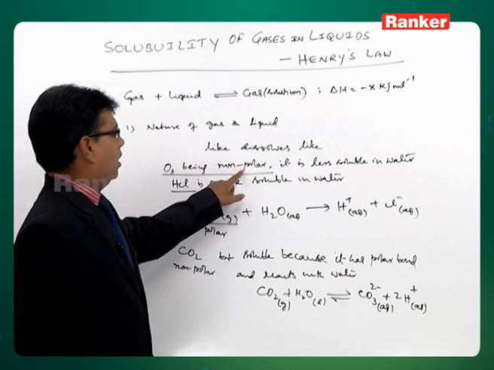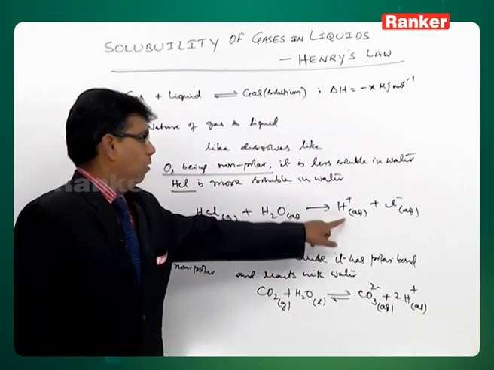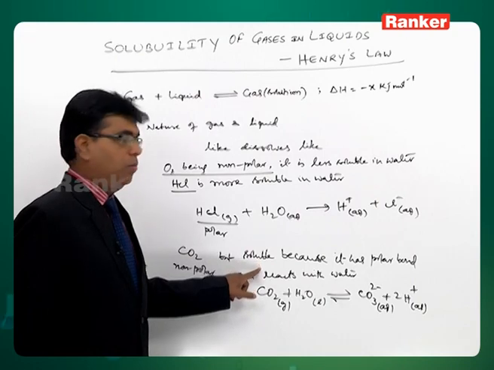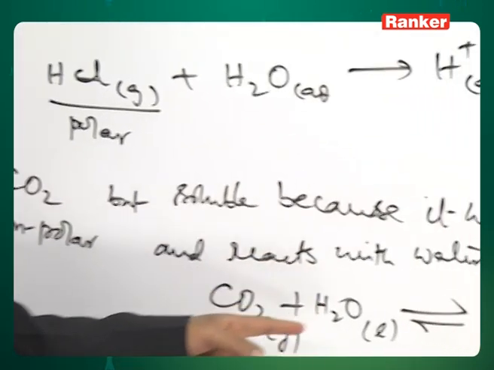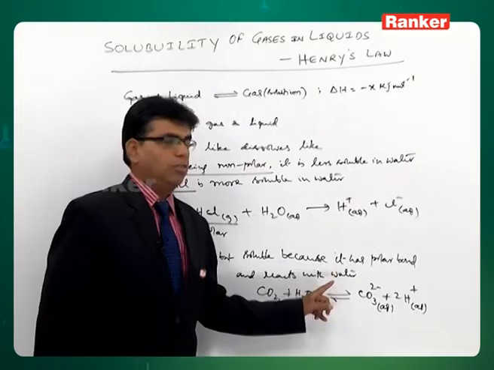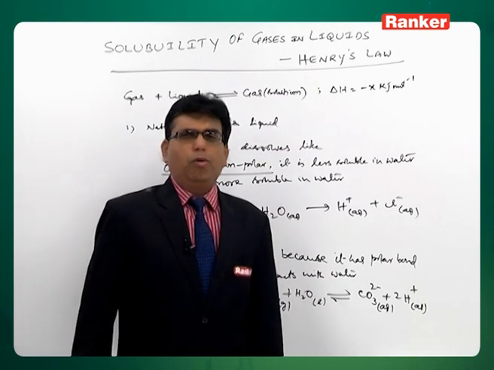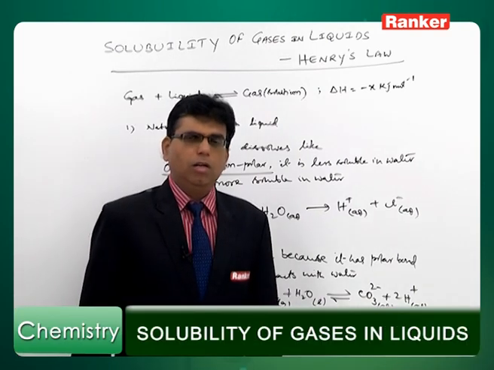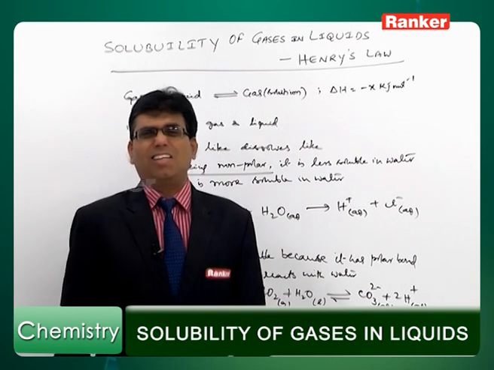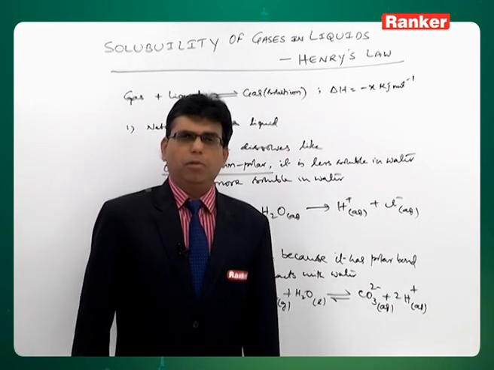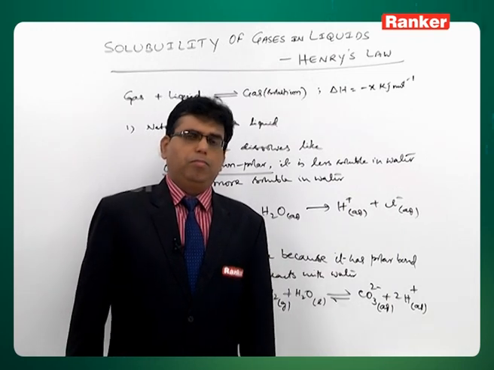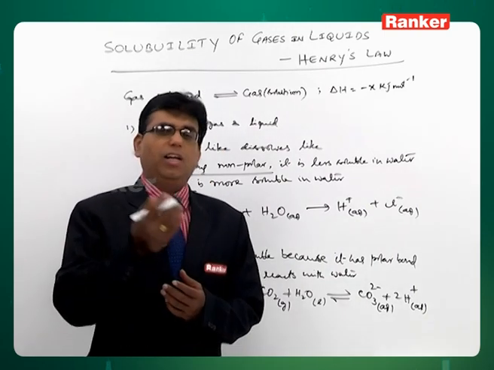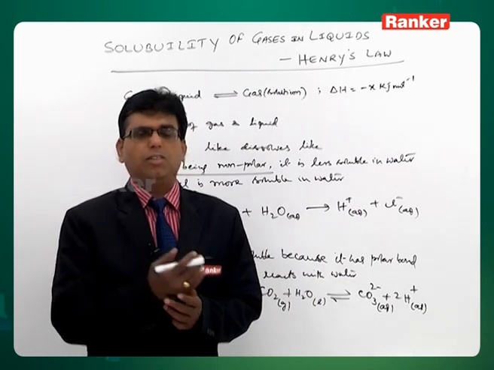Oxygen being non-polar and non-reactive, it is less soluble. HCl being polar and dissociating into ions will dissolve very highly. Carbon dioxide is non-polar, but the CO bond is polar and it will dissociate into ions, so this is also soluble. So, non-polar gases are less soluble in water, while polar gases like HCl and ammonia are more soluble in water. Again, non-polar is more soluble in non-polar: HCl is very less soluble in benzene, because HCl is polar and benzene is non-polar.